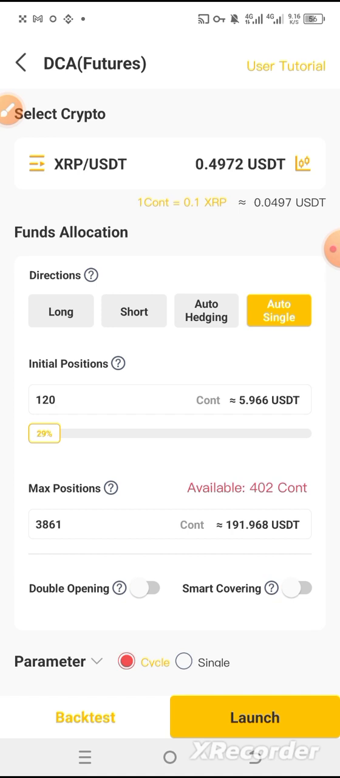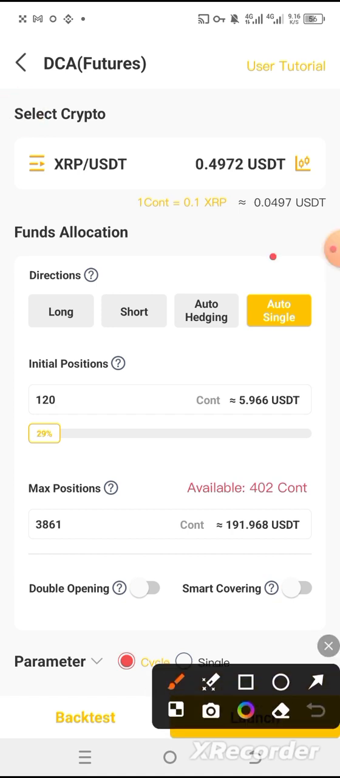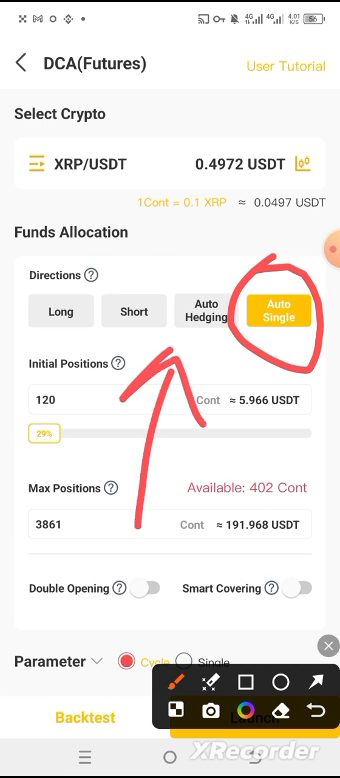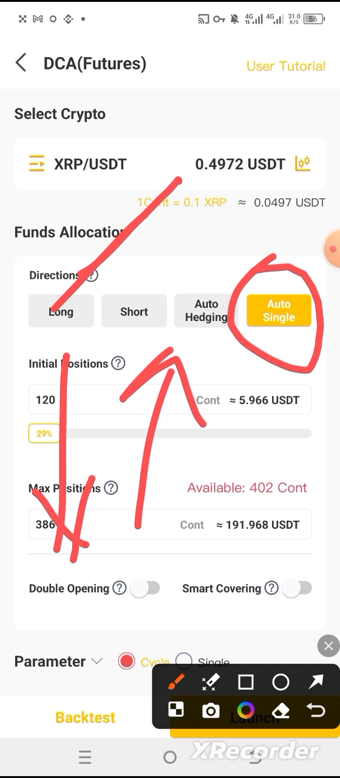Okay, now this is where the magic comes in. You want to put it on auto single. What does this mean? It simply means that it will only trade a particular direction at a time. It will either trade long or trade short, but the system itself will be the one to choose it. The system will start choosing the coin for you by itself. So when the robot feels like we are on an uptrend, it chooses long. And when it feels you're on a downtrend, it chooses short.